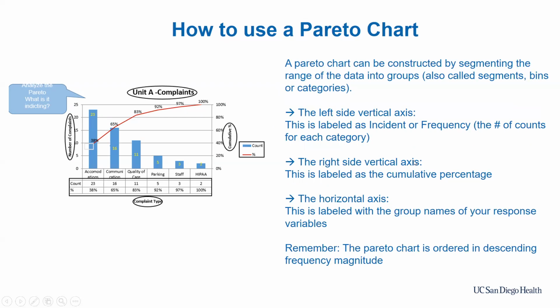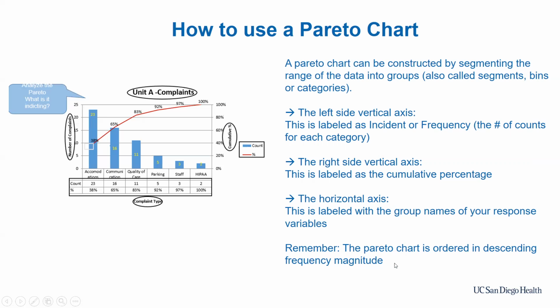But how do you use a Pareto chart? Well, to get more specific into it, the left side vertical axis, this is seen right here, and this will be labeled as incident or frequency, and it's going to show you the number of counts for each category. Over here, we can see it as the 0, 5, 10, 15, 20, 25, but it can also go down to -5. And then on the right side vertical axis, we see the cumulative percentage. On this chart, it's being shown in increments of 20%, 40%, 60%, 80%, and 100%. And then the horizontal axis, this is where the group names of your response variables are labeled. So we see the different groups as accommodations, communication, quality of care, parking, staff, and HIPAA. This will be unique to what you are doing and what you're focusing on.